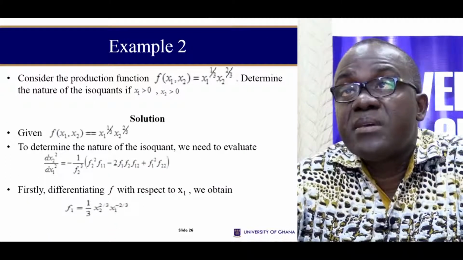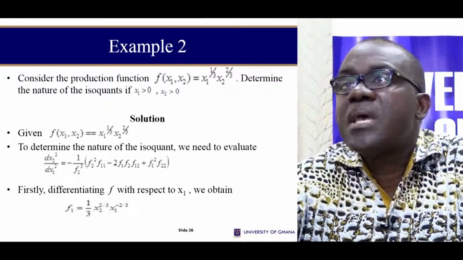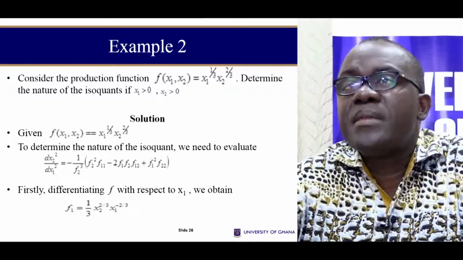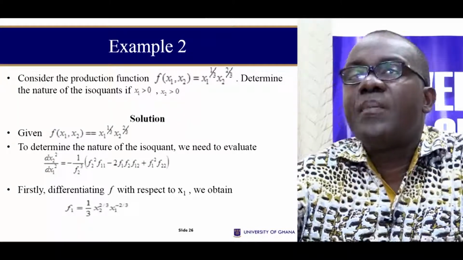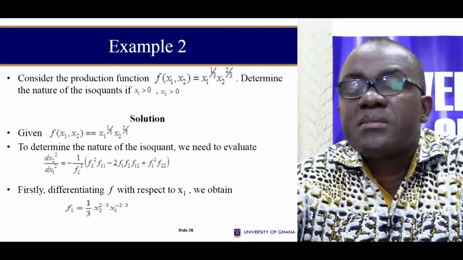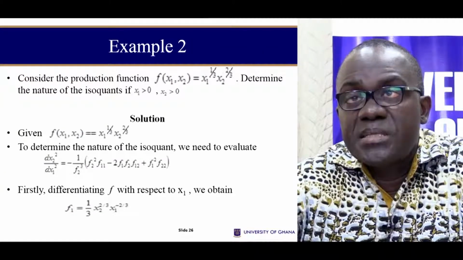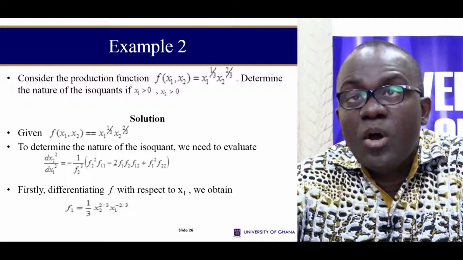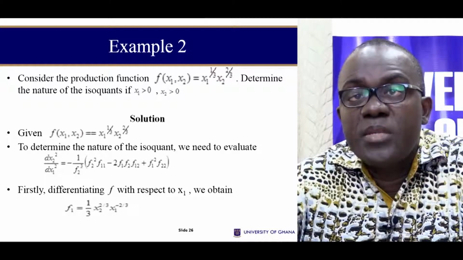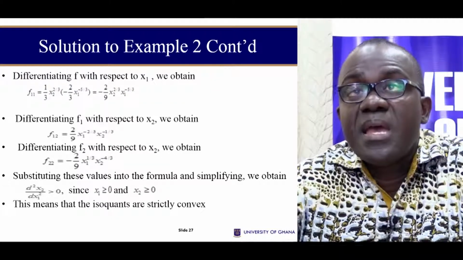We have this function involving two inputs, and we are supposed to determine the nature of the isoquant. So this is our function. We just have our conditions for the second order, which we have already prepared. There's a cooked formula that you can use. So when we take the first differential, we get this.